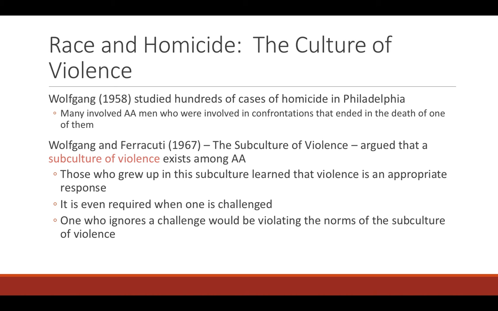So basically, people who grow up in a subculture of violence learn that violence is an appropriate response. And not just that under some circumstances it may be justified, but in some circumstances it's actually required. So if you ignore a challenge to you, you're violating the norms of that subculture of violence, and then if something happens to you, it's kind of your own fault.